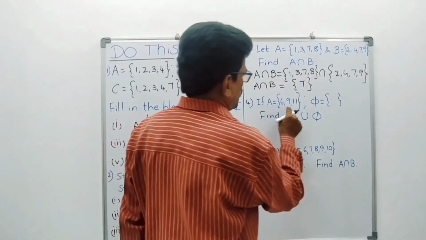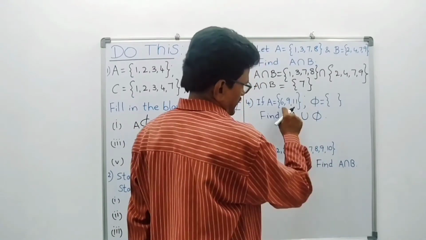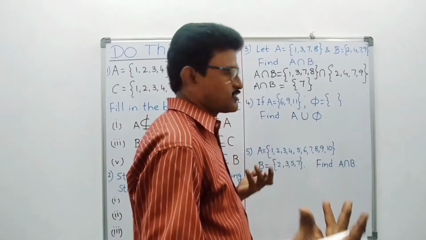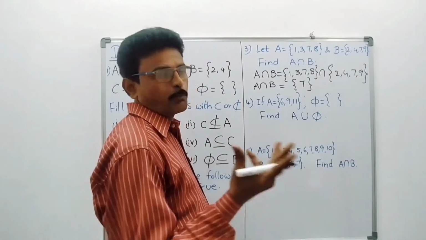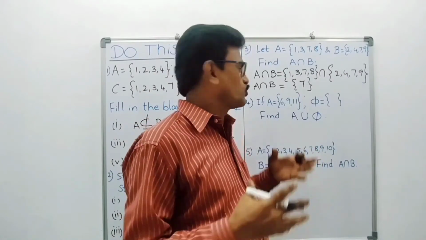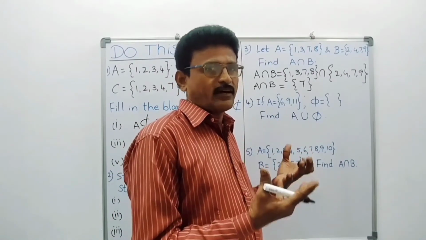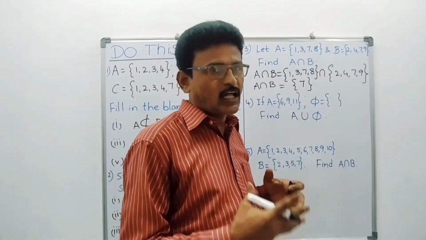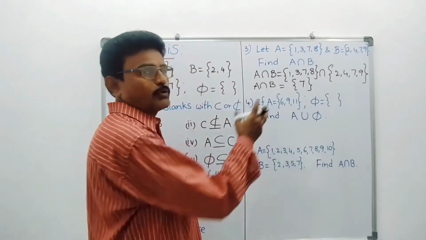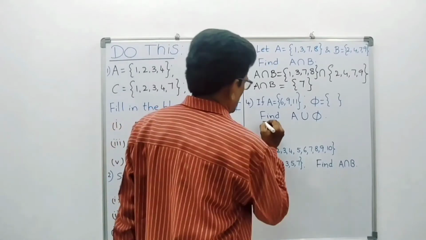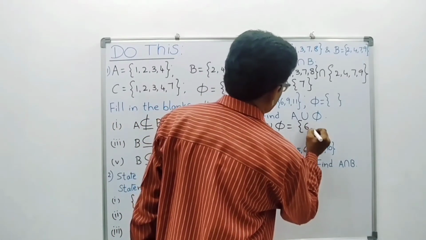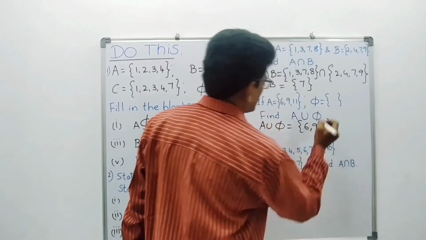Now if A equal to 6, 9, 11, that is 3 elements are there in the set. Pi, we know it is the null set. Find A union pi. Union of sets means we have to join two sets. Write the elements of set A and also set pi. Is there any element in pi? No. So we will get again set A.